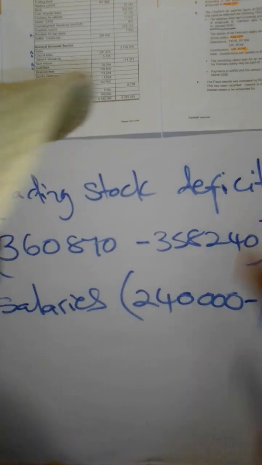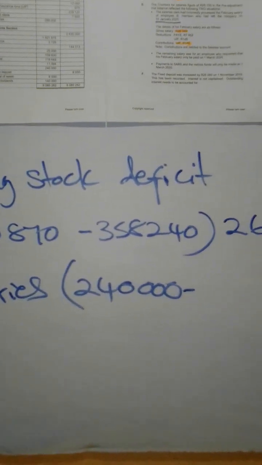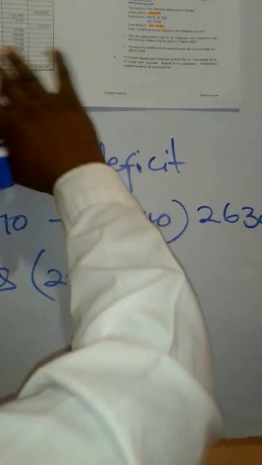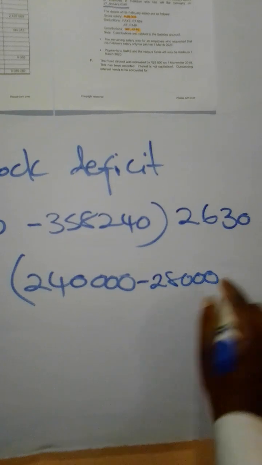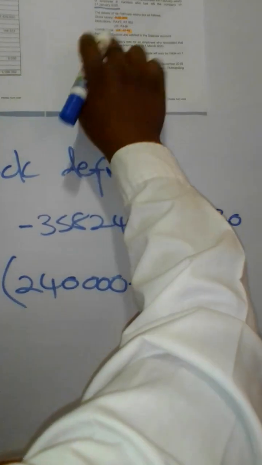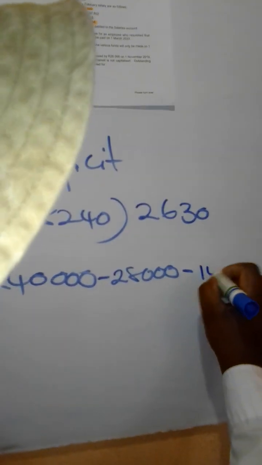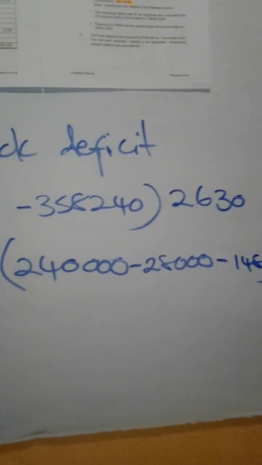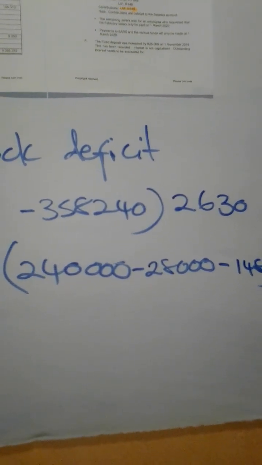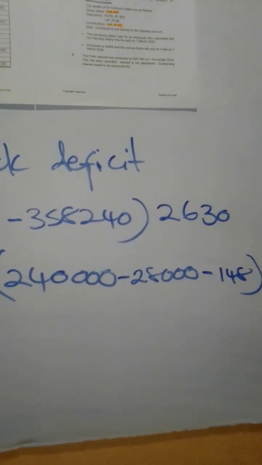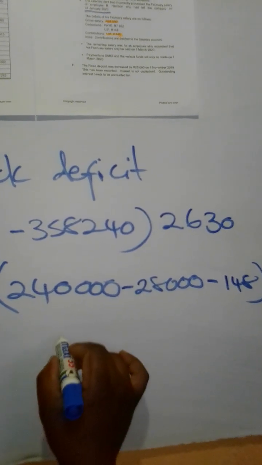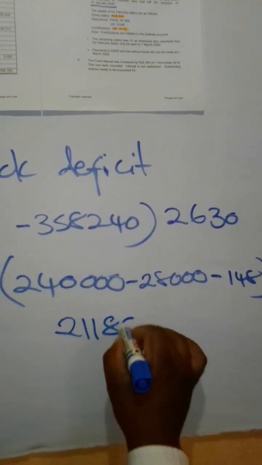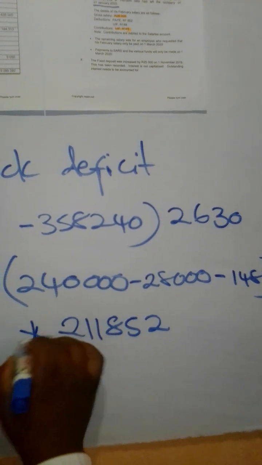Remember what I said? We are supposed to remove that salary which was given in February. It was not supposed to be recorded because that person had already left. So it's 28,000. And then we are also going to subtract the employer's contribution, which is 148. Let's go on to our calculators and find out exactly how much we remain with for our salaries. It's actually 211,852. 211,852 is our new amount for salaries.